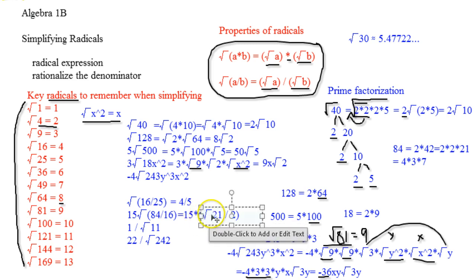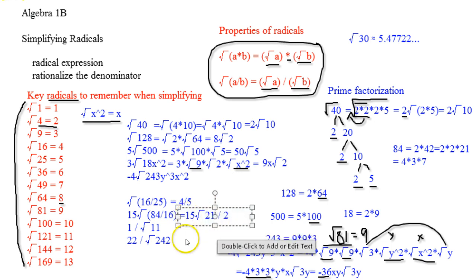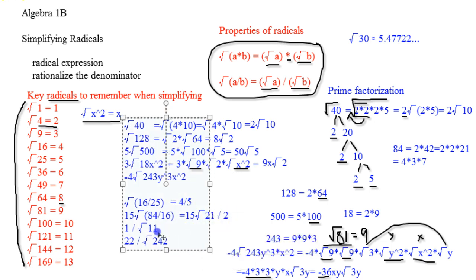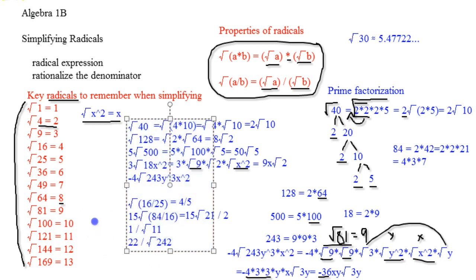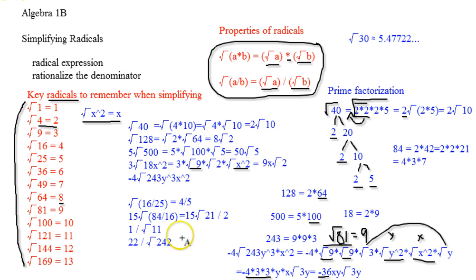So the way this would actually look, I can get rid of the parentheses and just have this be 15 root 21 over 2. Now, if 15 and 2 both shared a common factor, I'd definitely reduce that. Now rationalizing is pretty simple. If you have something on the bottom, just go ahead and multiply top and bottom by it. The same thing. So let's go to the next page real fast just to show.